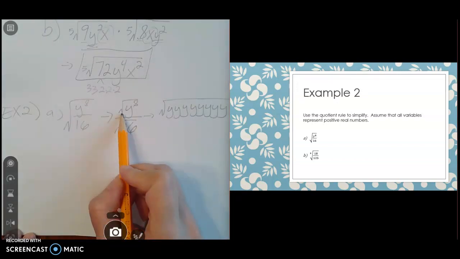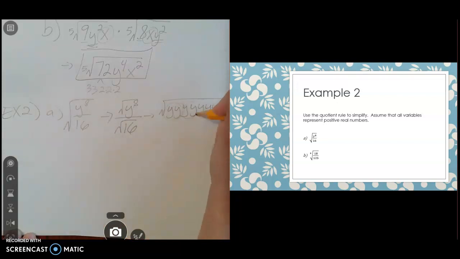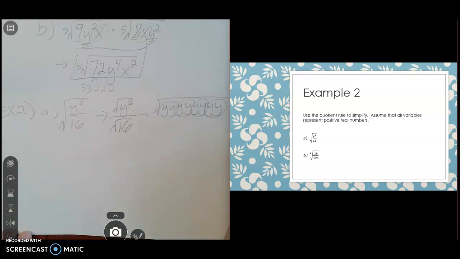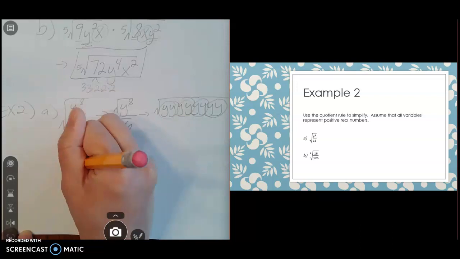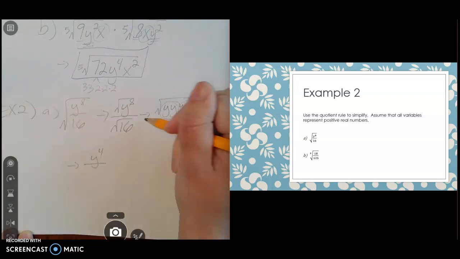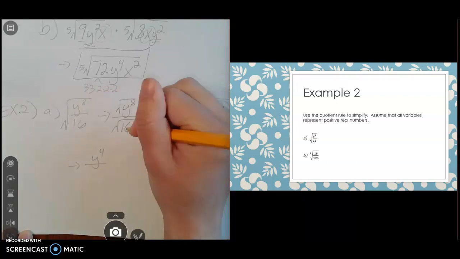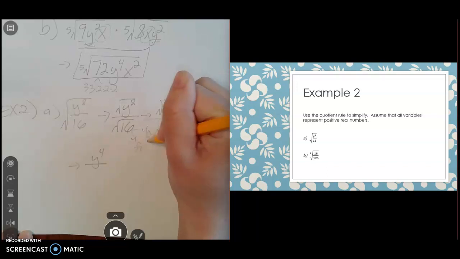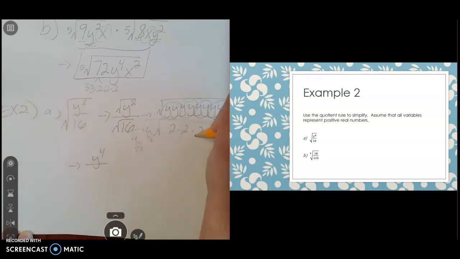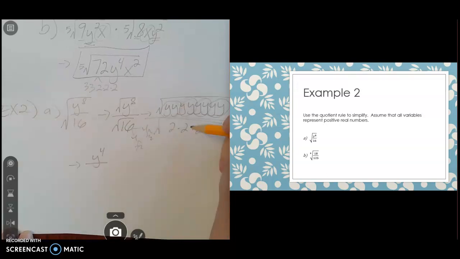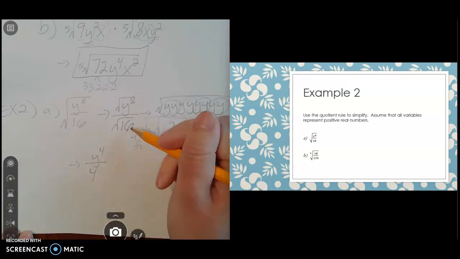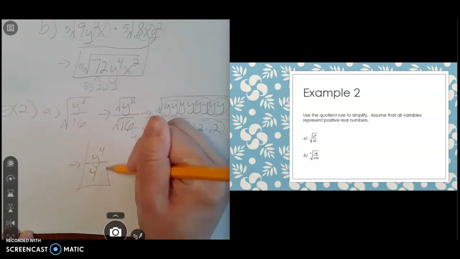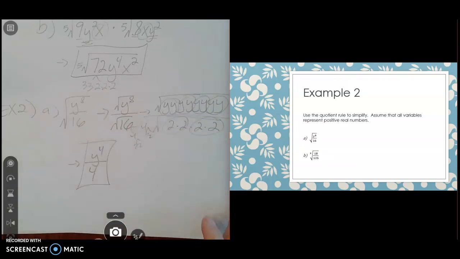With square roots, you're looking for groups of 2. So I'm just going to circle every group of 2 y's that I can. I've got 4 groups of y's that I can take out, so that would be y to the 4th power. With the square root of 16, well, 16 is 4 times 4, right? And each 4 is 2 times 2. So really, I've got 4 2's multiplied together to give me that 16. So I can take out 2 sets of 2's, and 2 times 2 would be 4. So the square root of 16 is 4. And that is my simplified answer for part A.